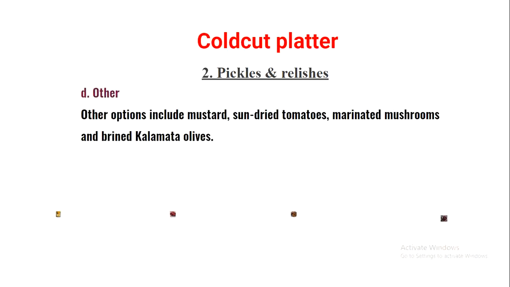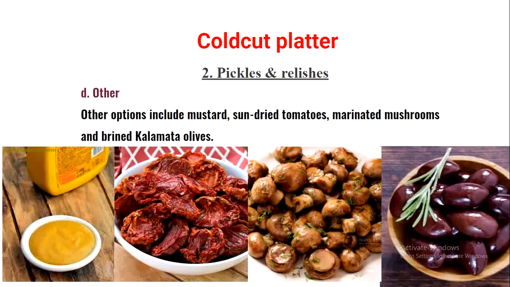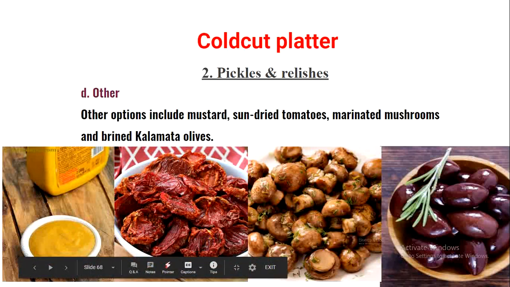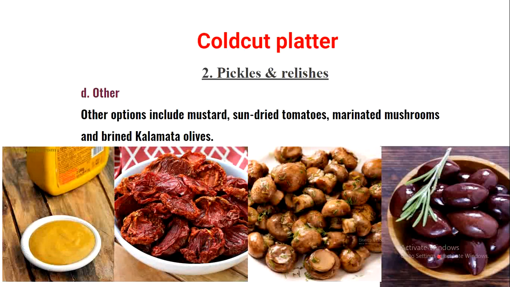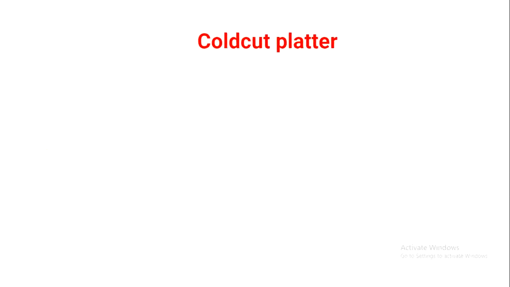There are various other types of pickles and relishes commonly used. Here you can see mustard, sun-dried tomatoes. Sun-dried tomatoes are basically tomatoes that are salted and dried in sunlight. And you have marinated mushrooms and brined Kalamata olives. Kalamata olives are one of the expensive olives coming from Greece. Okay, these are some of the pickles and relishes which we normally use in cold cut platters.